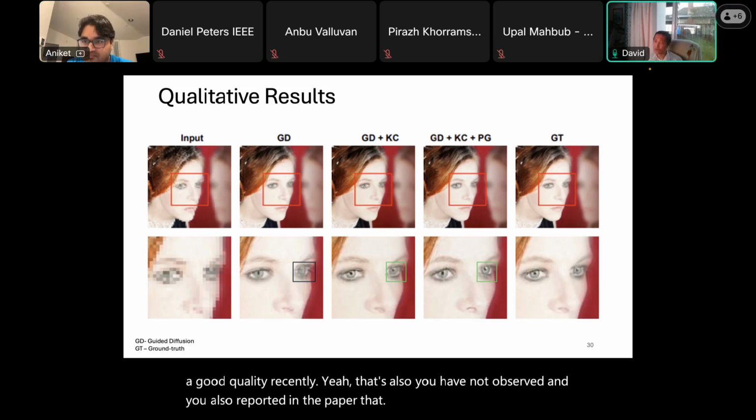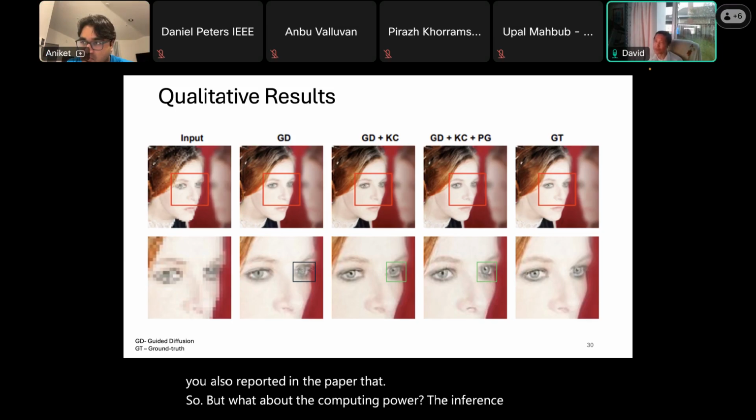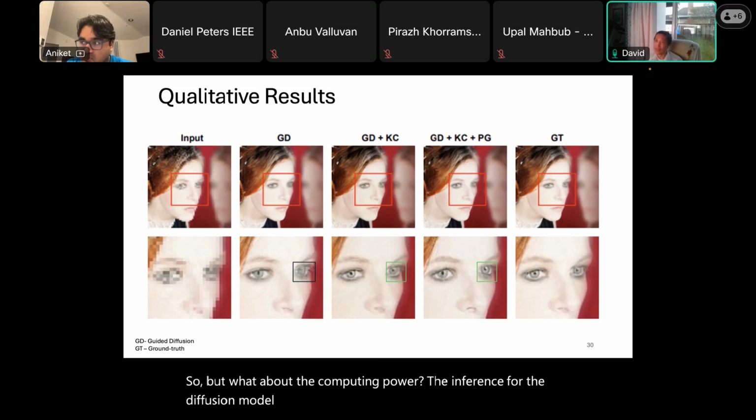Okay. So, but what about the compute power? The inference for the diffusion model is much higher than the GAN model. So, with this kind of improvement, how much compute power does it take?